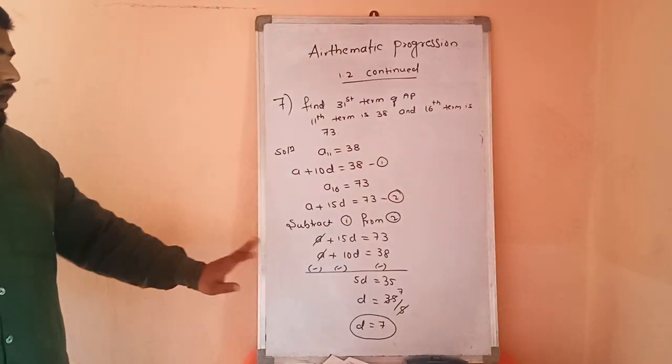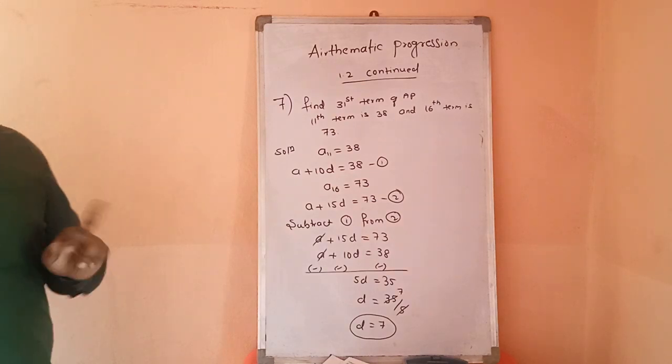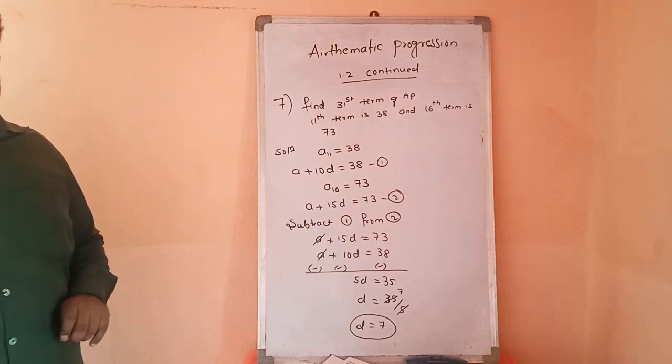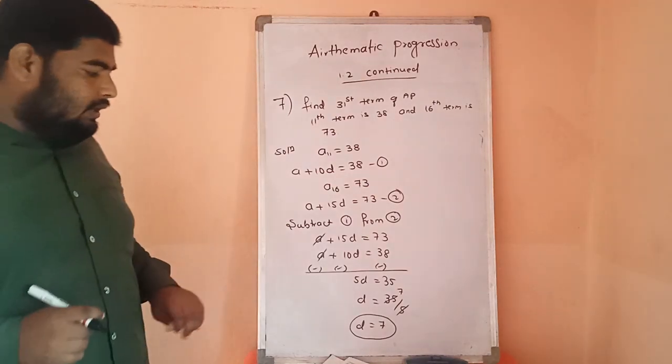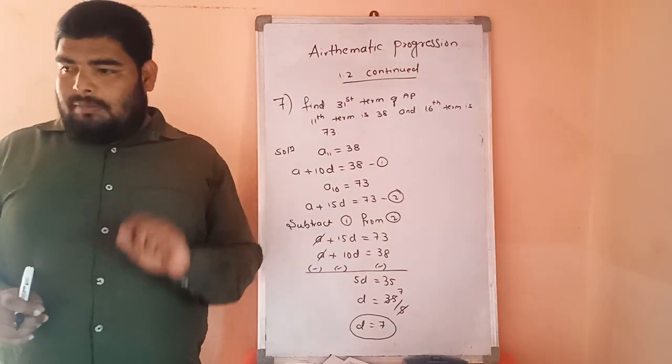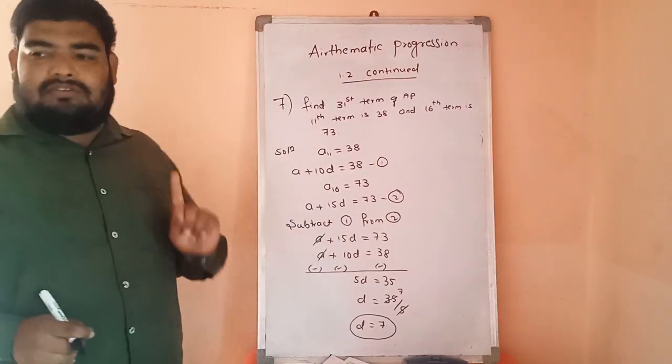So now we have to find a. For finding any arithmetic progression, what do we need? The common difference and the first term.